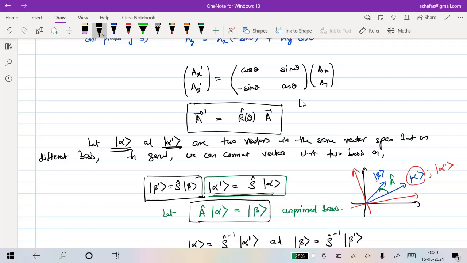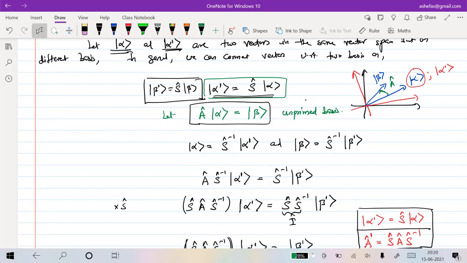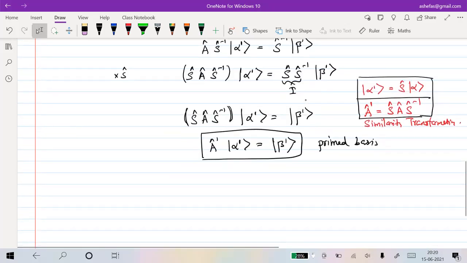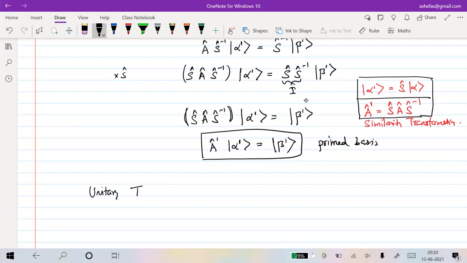Now the same mathematical expression we can express in terms of the primed basis as A prime acting on alpha prime equals beta prime, where A prime is S A S inverse and alpha prime is S times alpha. So this transformation of operator from one basis to another basis is called similarity transformation. Now what is meant by unitary transformation? Here we can just define what a unitary transformation is, and we can have further discussion of unitary transformation in the next class.